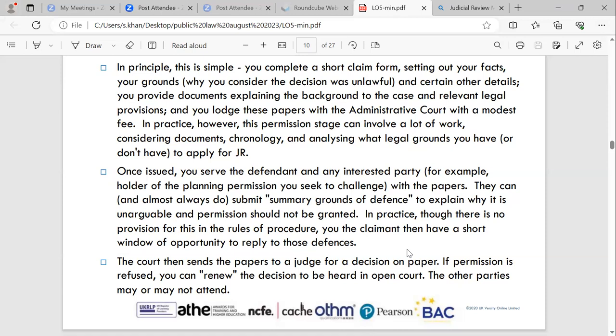The court then sends papers to a judge for a decision on paper. If the permission is refused, you can request a review of the decision to be heard in open court. The other parties may or may not attend.